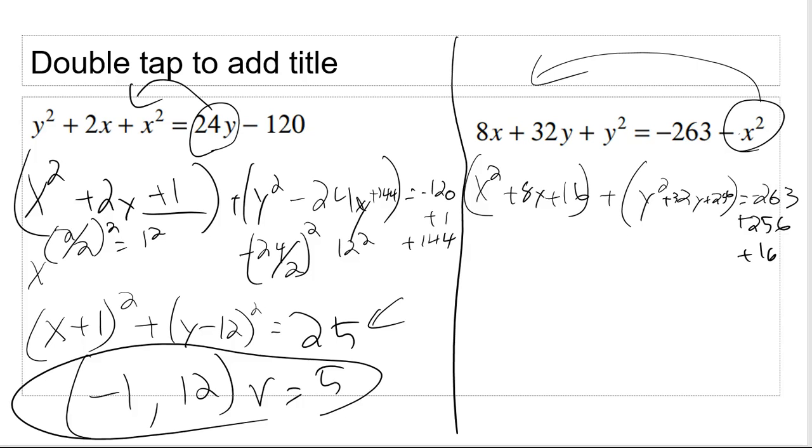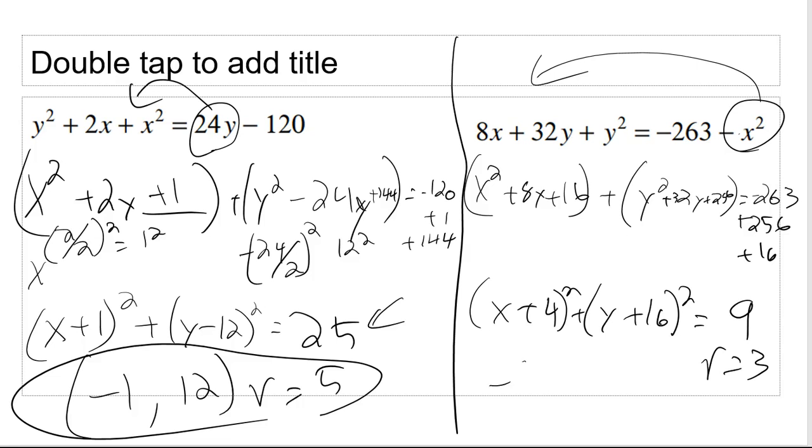Now we're going to go ahead and factor this as x plus 4 squared plus y plus 16 squared equals 9. So my radius is 3, and my center is negative 4, negative 16. And there you go.